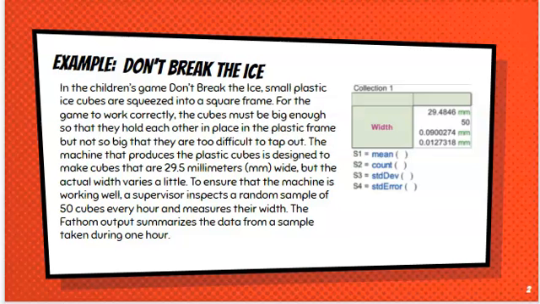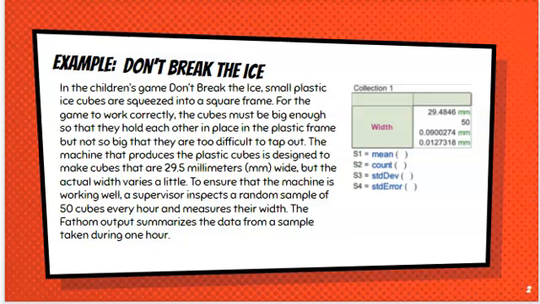The machine that produces the plastic cubes is designed to make cubes that are 29.5 millimeters wide. But the actual width varies a little bit. To ensure that the machine is working well, a supervisor inspects a random sample of 50 cubes every hour and measures their width. The Fathom output summarizes the data from a sample taken during 1 hour.